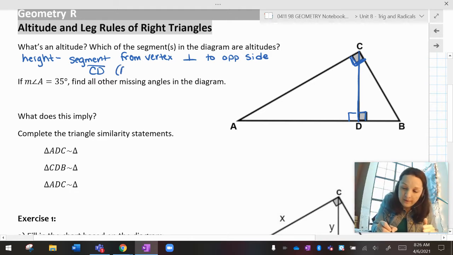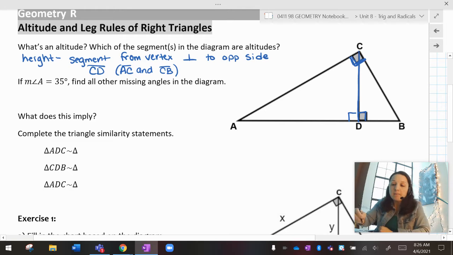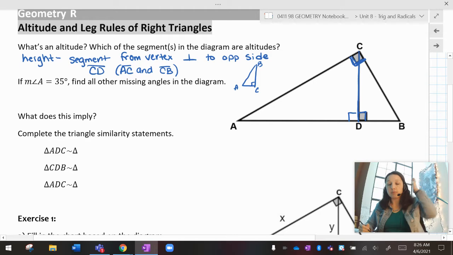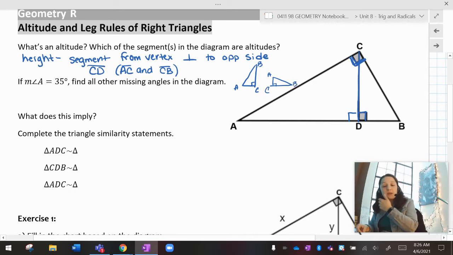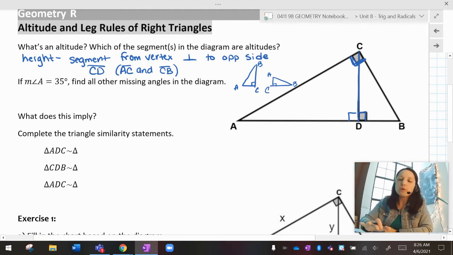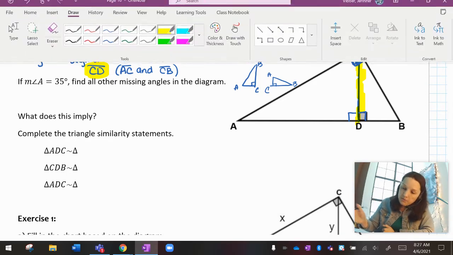But technically, AC and CB are also altitudes, because in a right triangle, if I were to turn this triangle this way, and I had A and B and C right here, BC could be an altitude because that would be the height of the triangle. And if I turned it again, and I had A and C and B, AC could also be a height. Okay, but really, rewind. The most important altitude that we're going to talk about today is CD, when I draw the altitude from the right angle. Okay, fine.